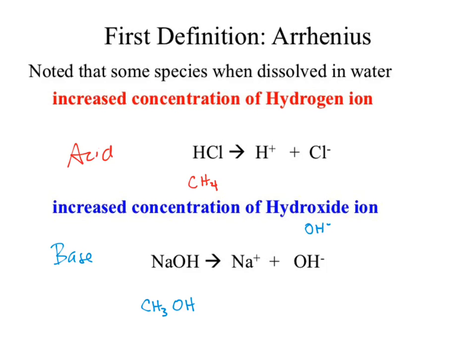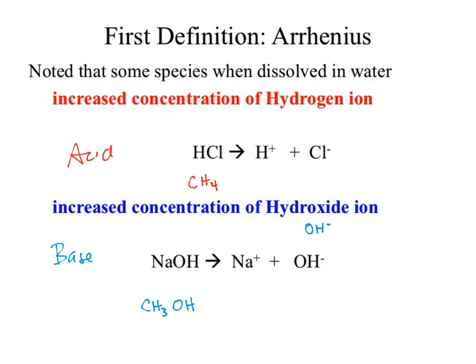To be negatively charged, what must it be bound to? A positive charge. What things are positive? Metals. It has to be bound to a metal for it to be a base. So when we look at CH3OH, yes, there's an OH, but that OH is not hydroxide.